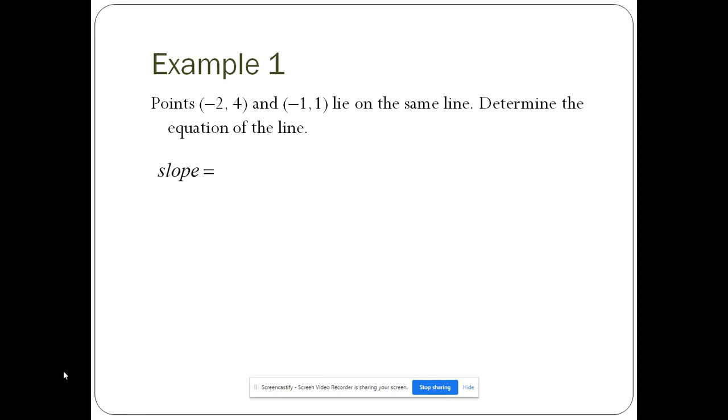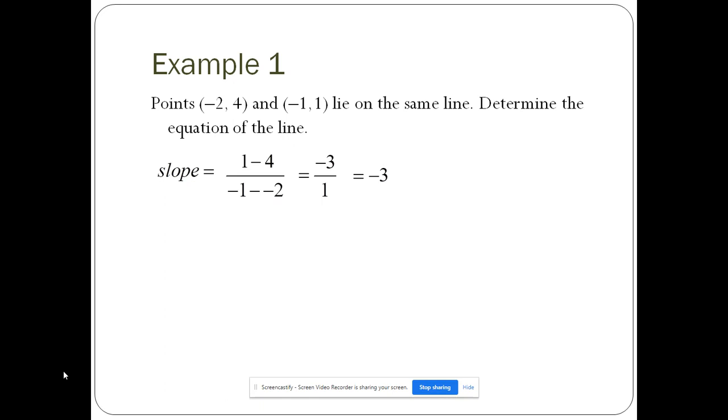All right, so slope, remember, is y2 minus y1 over x2 minus x1. So that would be 1 minus 4. And then in the denominator, be careful with your signs here, that's going to be -1 minus -2. So that leaves us with -3 in the numerator. And in the denominator, we have -1 plus 2, which is equal to +1. So -3 over 1, which is simply -3. All right, so now we have the slope.